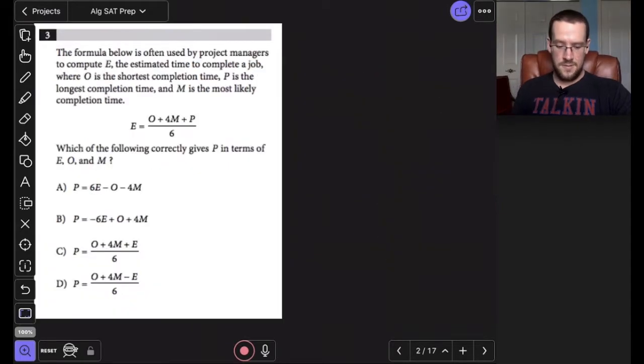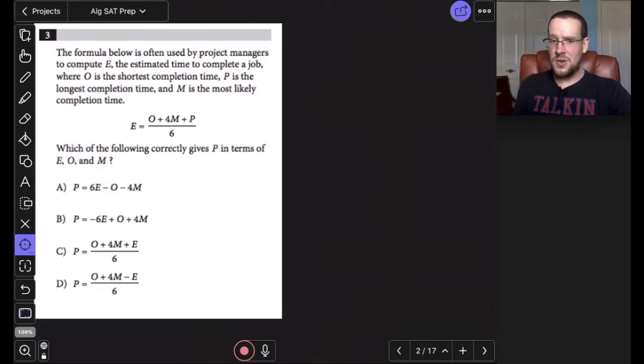Speaking of junk, all this stuff up here is just trash. Like, I honestly don't care what any of this says. It's really just there to confuse me. This is just an equation that's solved for E. And down here it says, which of the following correctly gives P in terms of E, O, M?